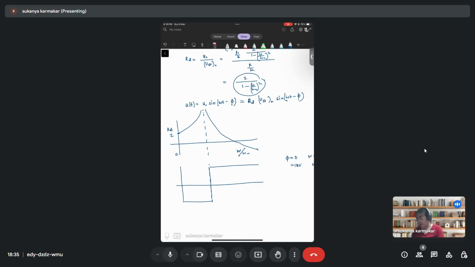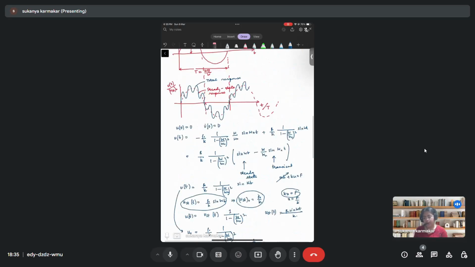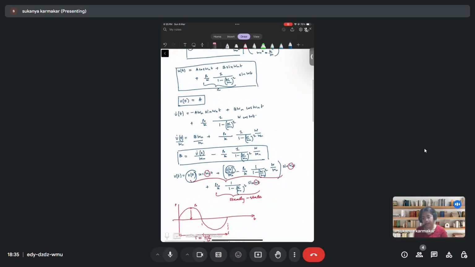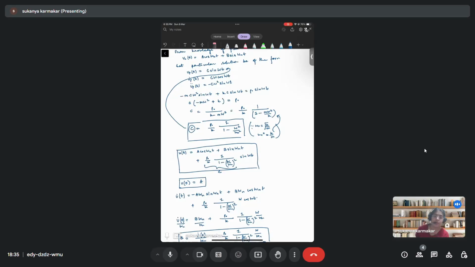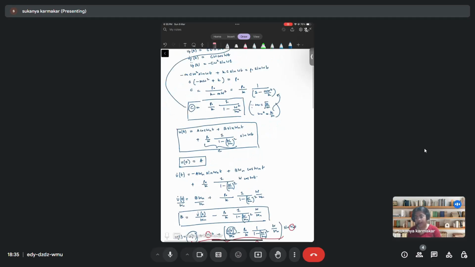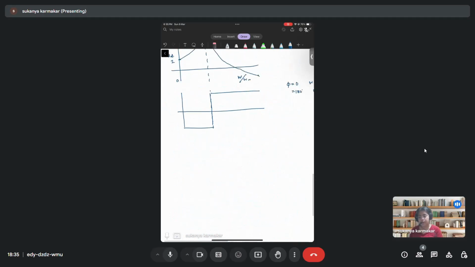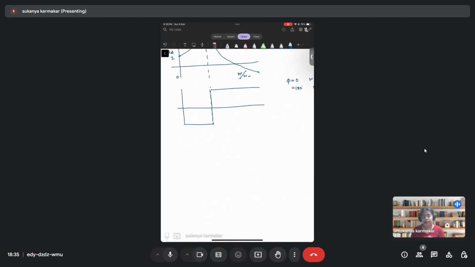So I'll just show you now. One important thing, whatever solution we discussed here, this solution is applicable only when omega is not equal to omega n, that is when there is no resonance. Suppose there is resonance, then this particular solution will change.